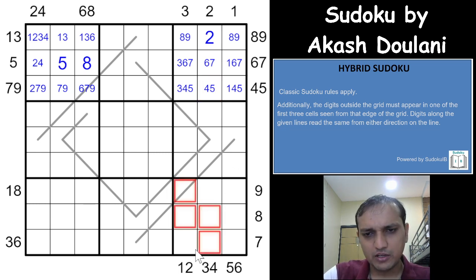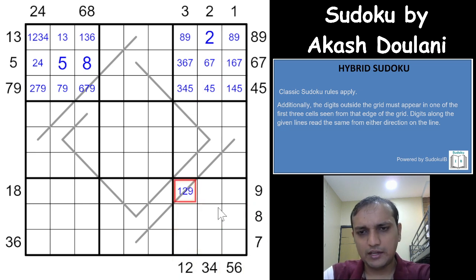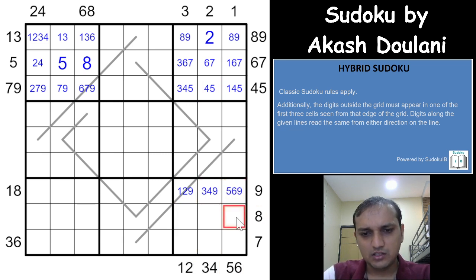Same way you can do here. All the 9 digits are present for this box. So it's 1, 2, 9, 3, 4 and 9, 5, 6, 9, 5, 6 and 8, 5, 6 and a 7, 3, 4 and a 7. So it is 3, 4 and a 8, 1, 2 and 8, 1, 2 and a 7.